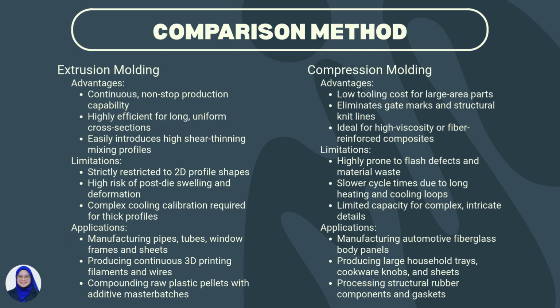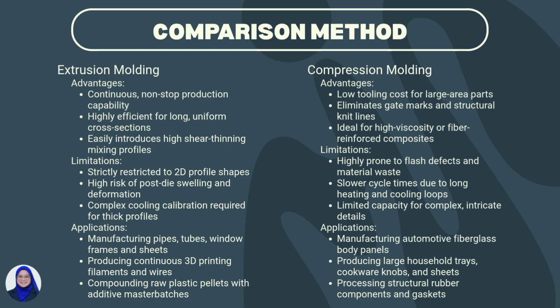Third, we have extrusion molding. Think of this as a non-stop continuous production powerhouse. It is highly efficient for creating long uniform shapes, but it is strictly restricted to two-dimensional profiles and faces risk like die swell. We rely on extrusion every single day to manufacture pipes, window frames, and even the continuous filament used in 3D printing.